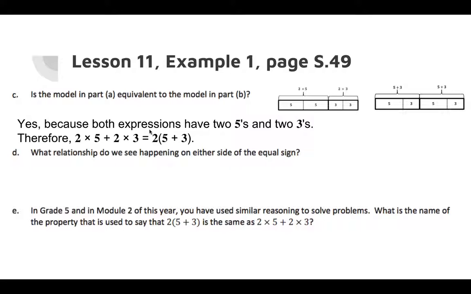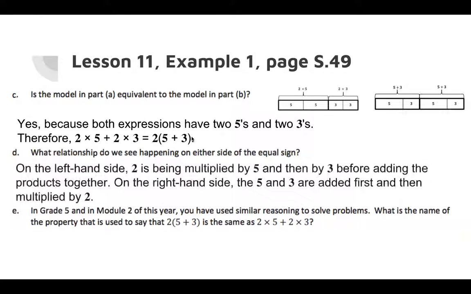What relationship do we see happening on either side of this equal sign? On the left-hand side, 2 is being multiplied by 5, and then by 3 before adding the products together. On the right-hand side, the 5 and 3 are added first, because remember PEMDAS, you do what's inside the parentheses first, and then multiply by 2. In grade 5 and in module 2 of this year, you have used similar reasoning to solve problems. What is the name of the property that is used to say that 2 times (5 plus 3) is the same as 2 times 5 plus 2 times 3?